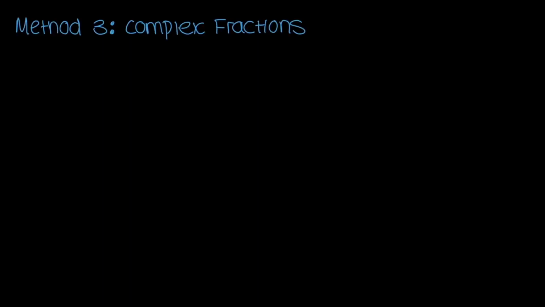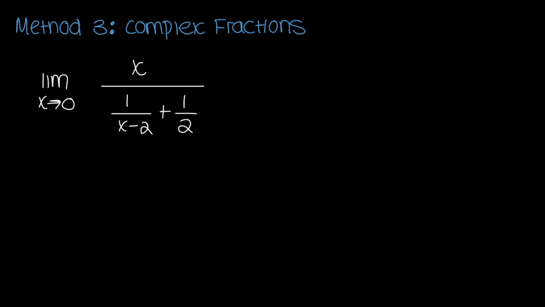And then finally, we're going to start our third method, which is honestly our final method that we will cover in terms of AP Calculus. There are other methods, but this is the one that we're going to end off our series with. So let's try to find the limit as x goes to 0 of just x over 1 over x minus 2 plus 1/2. Realize the denominator is actually a complex fraction.